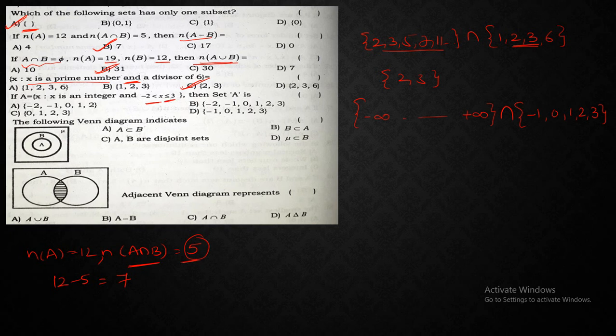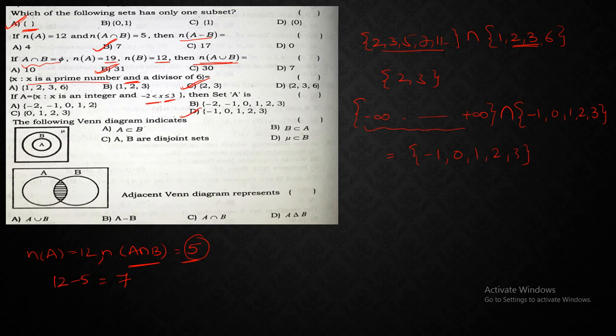So what is the answer? This is the universal set. So universal set intersection the smaller set. So what is the intersection part? We are going to get minus 1, 0, 1, 2, 3. So option D is my answer.